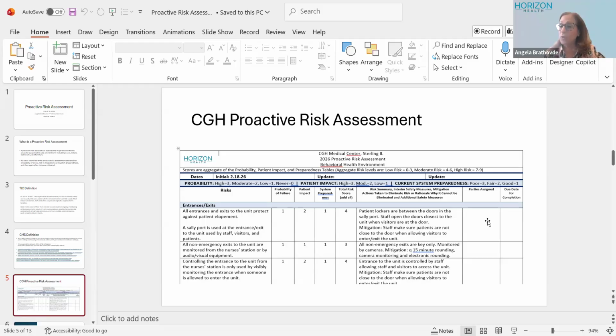Usually your badge opens that first sally port entrance door. If it's a visitor, they would ring the bell, of course. And then the second door, you have a system in place where someone lets you in. And that really mitigates the risk because you're paying attention to who's coming in and who's coming out.